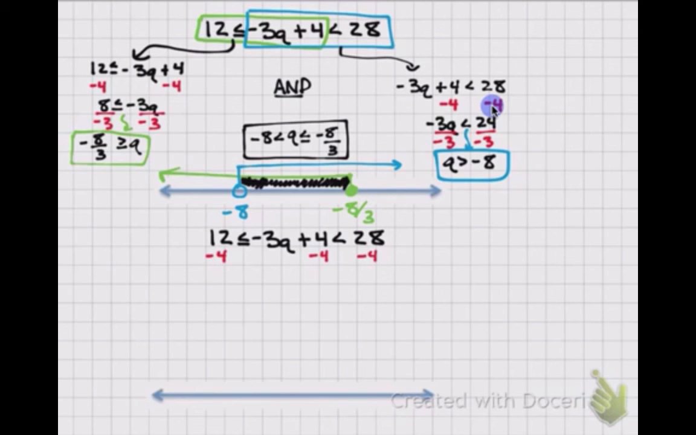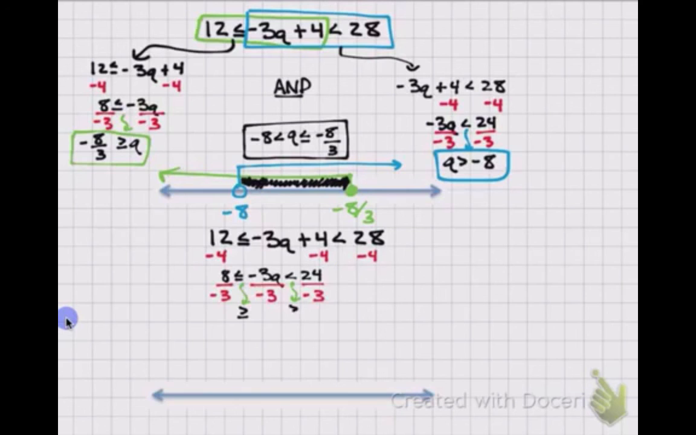So we end up with a new complex inequality. 8 is less than or equal to negative 3q, which is less than 24. And so it's kind of like we've got this step and this step kind of combined into one right here. And then just like we divided by negative 3 before, we divided by negative 3 now. We're of course going to divide negative 3q by negative 3, but we're also going to divide 24 by negative 3, and we're also going to divide 8 by negative 3, and whenever you divide by a negative number, those inequalities are going to switch directions because, well, that's what happens when you divide by a negative number.